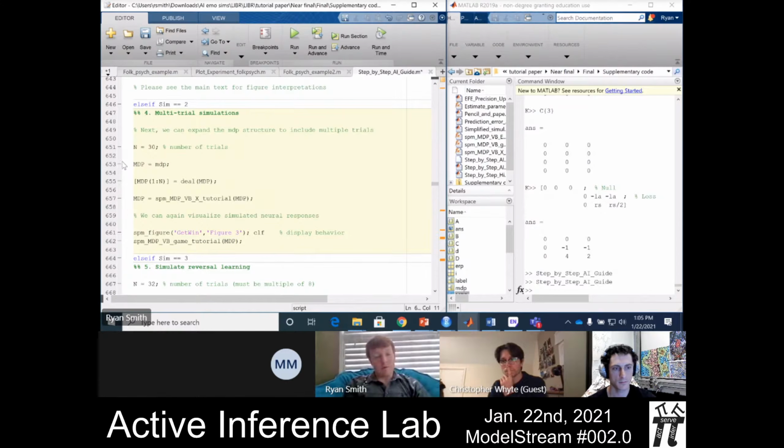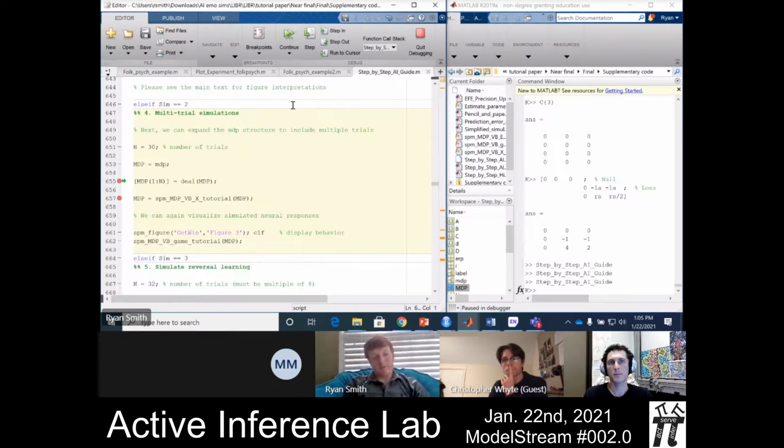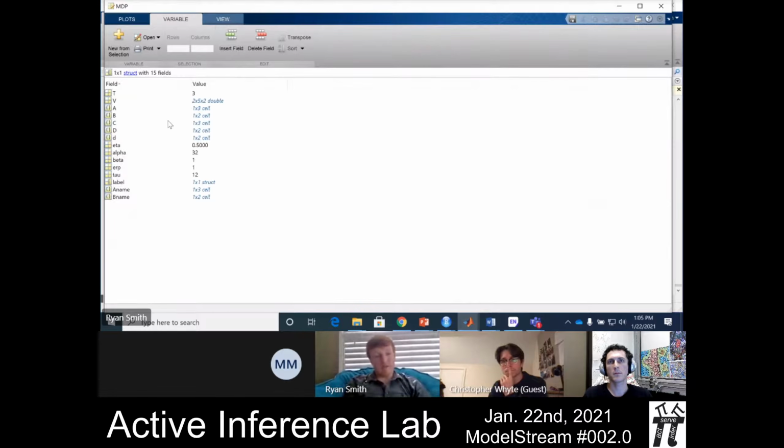So if I do that, then what will happen is, okay, look, I'll do two things. One is, so before, now I just have big MDP equals little MDP. So now big MDP will look like this, right? There's just a single field for T, V, A, B, and so on, right? Everything that we set.